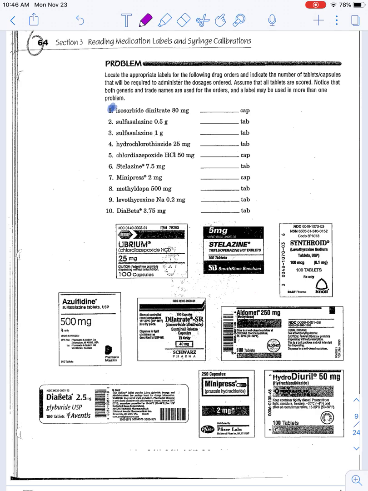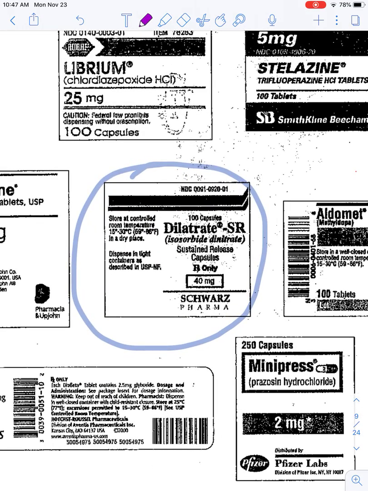If we were looking up isosorbide dinitrate, I can't say it, we would have to find the label that is for that medication, and it's right here. It's using the generic name of the medication. And our order is for 80 milligrams. We need to know how many capsules. If you look at the label, it says that there are 40 milligrams in one capsule right here.